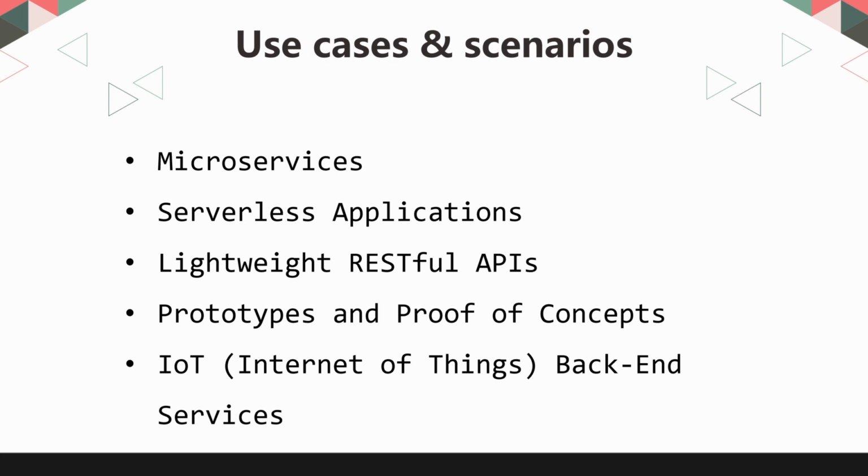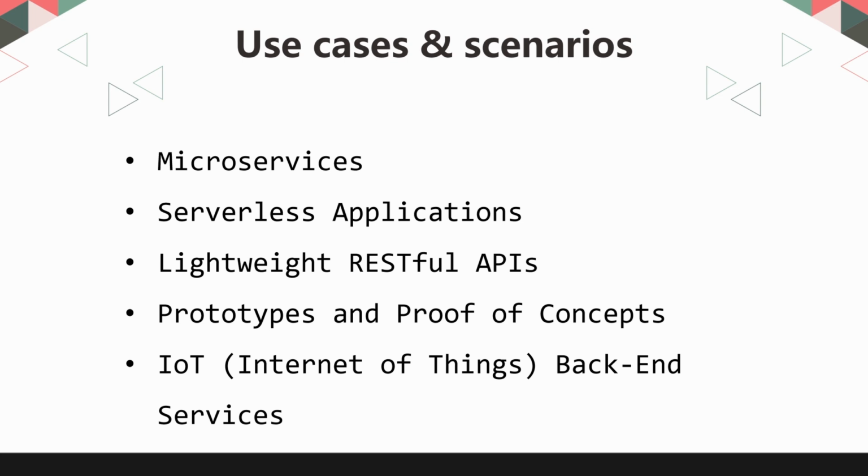Next, a few use cases and scenarios where we can utilize minimal APIs. First of all, microservices, where a complete system is divided into a couple of small independent applications, and those applications can be developed and deployed independently. Next, serverless applications, where a server is not required. We can host this minimal API in a container, and these are called Azure Functions in Azure and Lambda in AWS services. Next, whenever we need lightweight RESTful APIs, we can use the minimal API template.